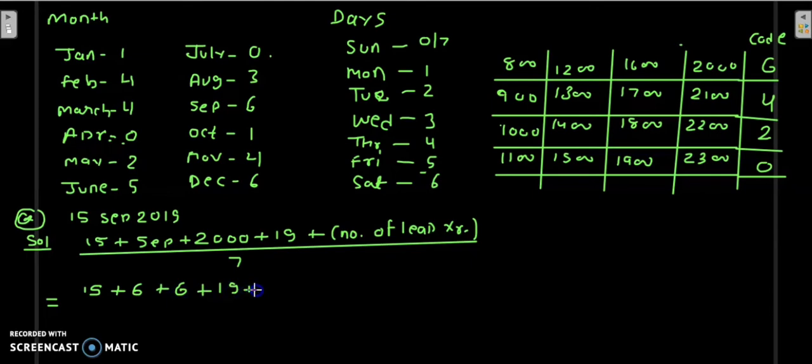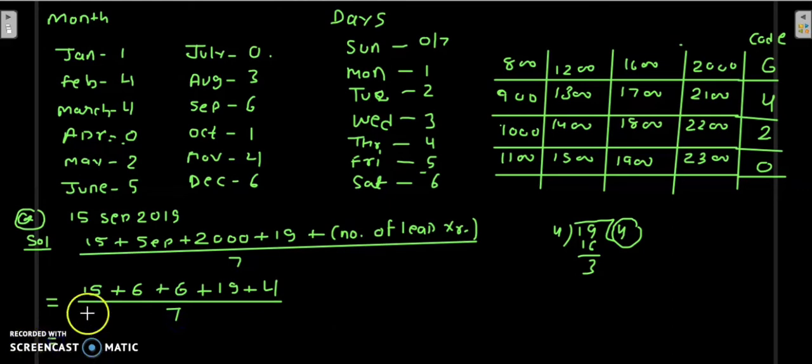Now number of leap years. How to find? 19 divided by 4. So 4 4s are 16. Remainder will be 3. So number of complete leap years will be 4. So we'll take 4. Then divide by 7. Clear?